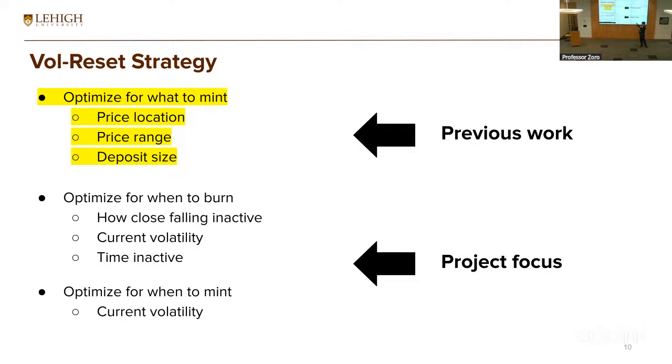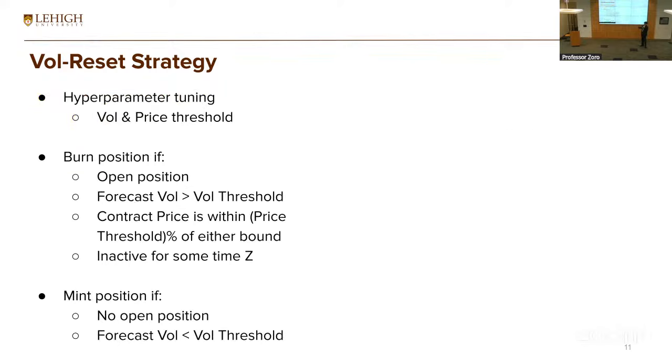So the project focus is how close we are to falling inactive, what our current volatility is, and how long we are inactive, to figure out when we burn, and then the current volatility for when we mint. Overall, I do some hyperparameter tuning. Essentially, I take 100 different values of price threshold and volatility threshold and run the simulation for all combinations of those 100 values.